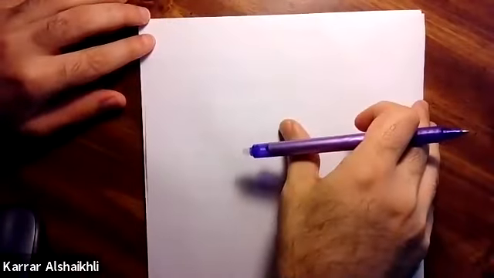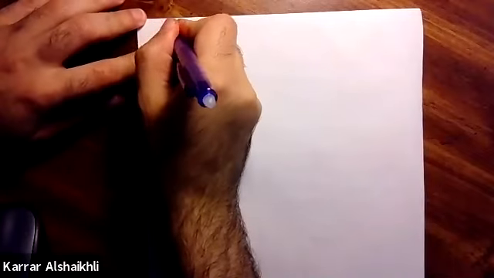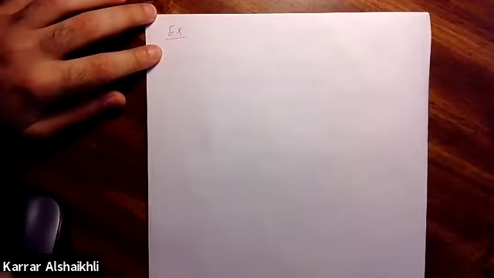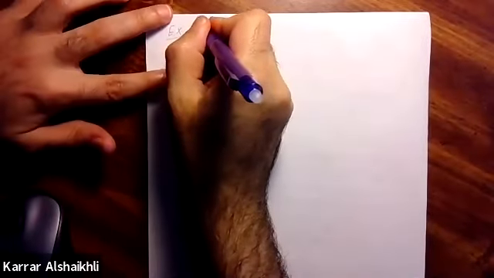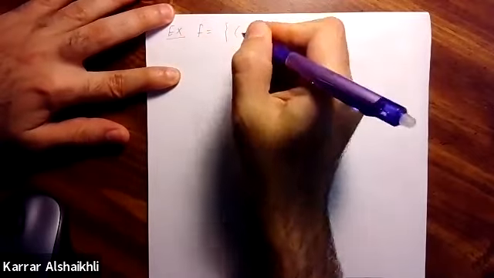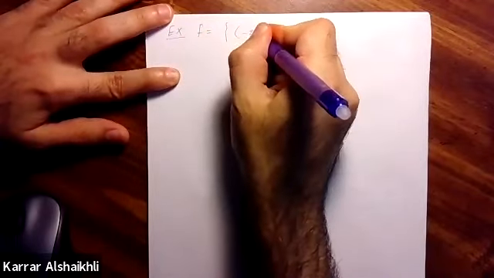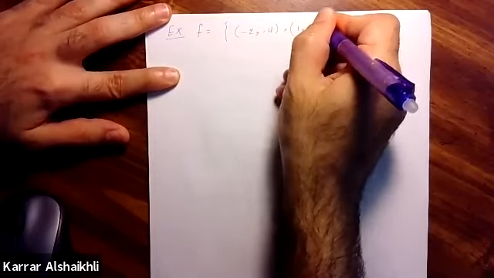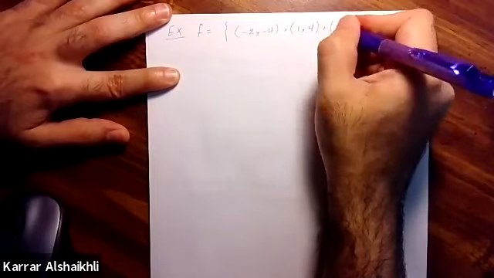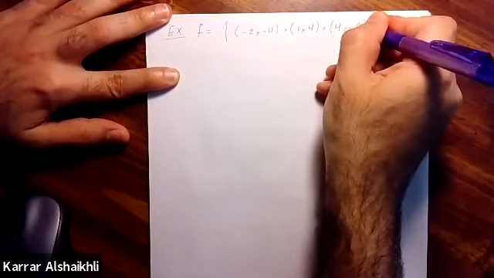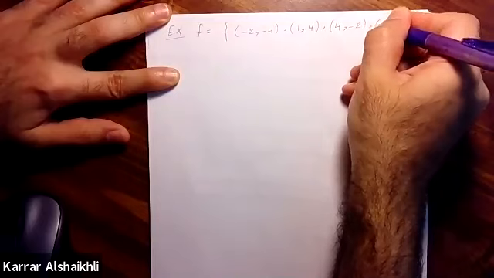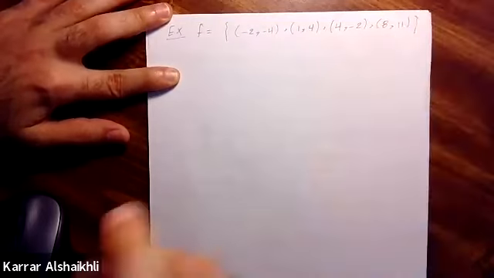So if you have f equal -2, -4, 1 and 4, 4 and -2, 8 and 11.